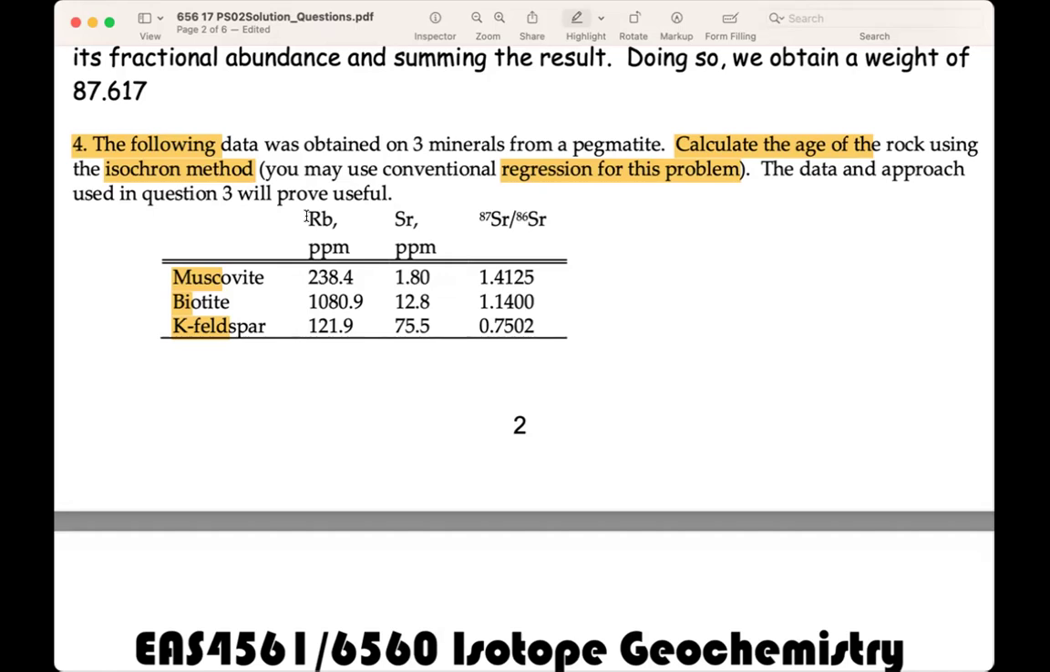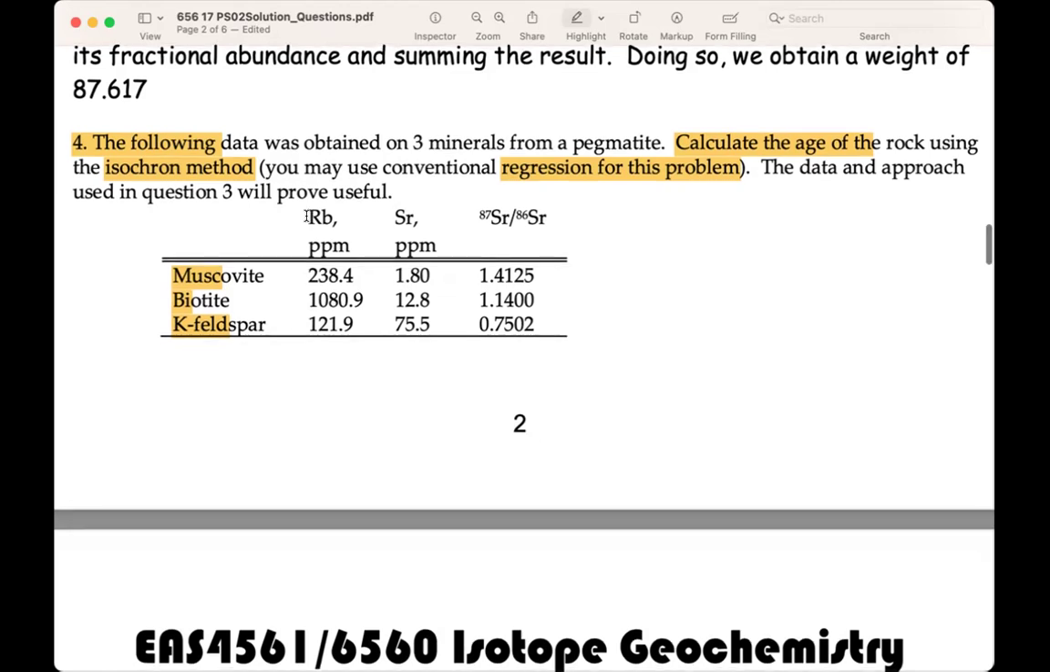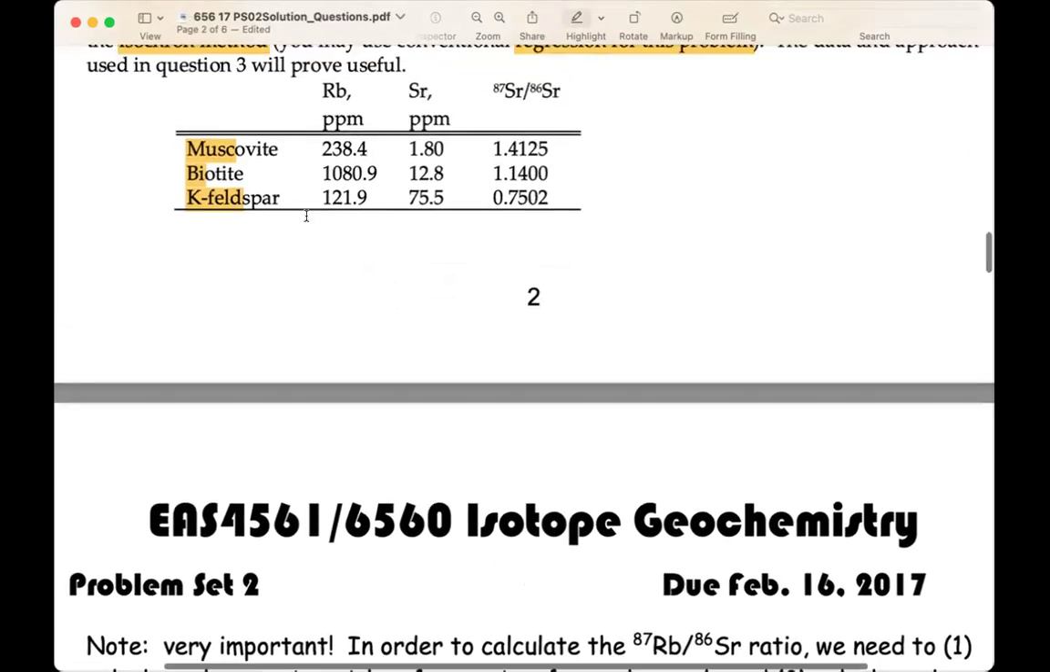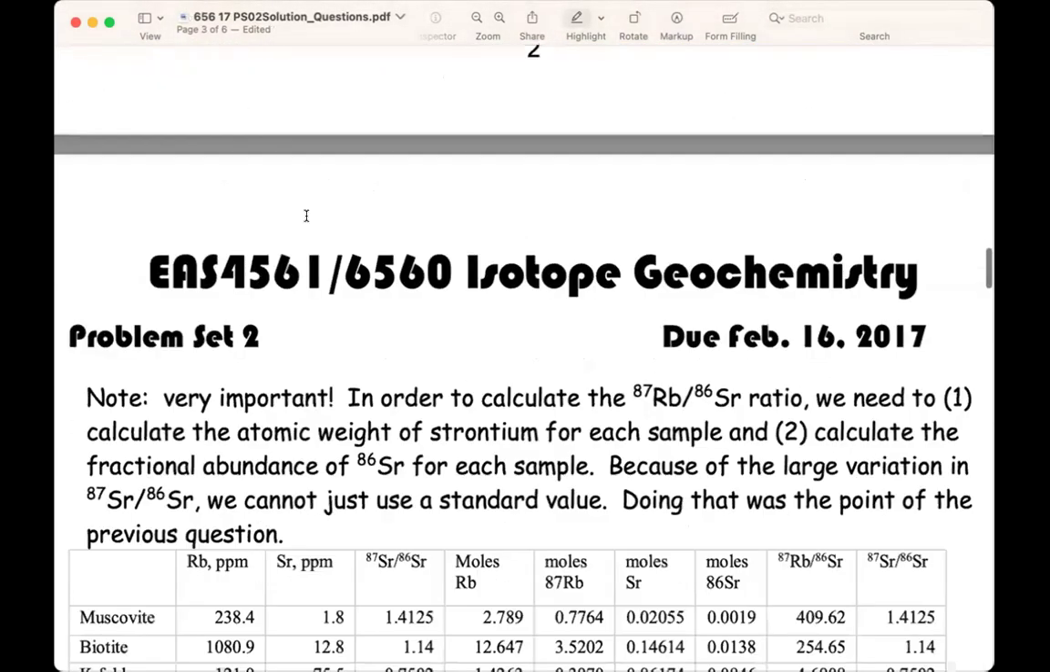You have to take the rubidium and strontium ppm amounts, divide by molecular weight, get the moles, and then use abundance, and then the relevant isotope ratios for rubidium and strontium. Okay, 87, 86, everything you have to calculate. Okay, right. So let's see.